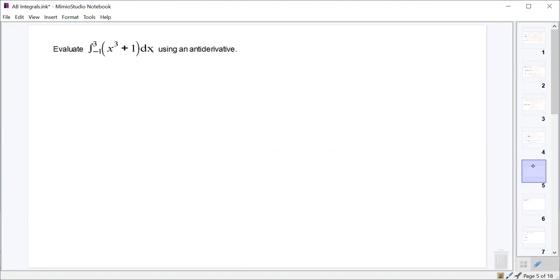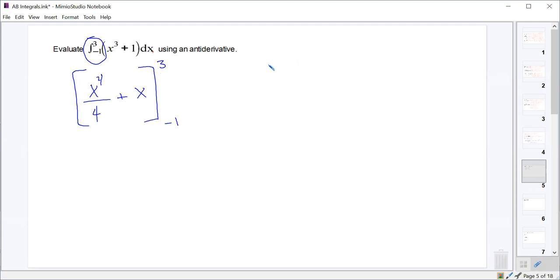We want to evaluate the integral from -1 to 3 of x cubed plus 1 using an antiderivative. So we need to take this antiderivative, and as soon as we attach limits to it for a definite integral, we no longer have to worry about the constant. And I can show you why in a second. But our first step will just be to integrate this: x to the 4th over 4 plus x, right? And we'll evaluate from -1 to 3. And that's the notation for evaluating it from -1 to 3.